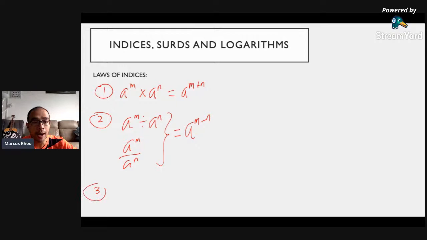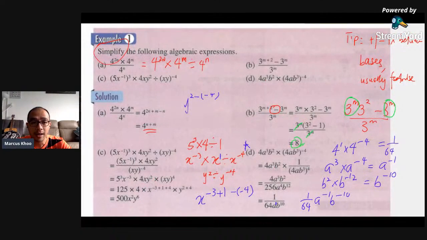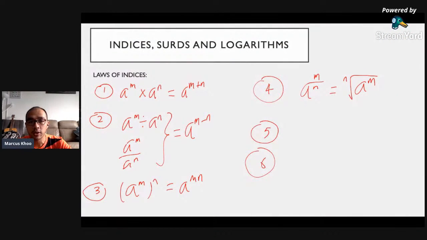The third law is if I multiply the indices, equals to a to the power mn. Number 4, okay, this is the open house rule. a to the power m divided by n, this will be a to the power m, buka rumah, and then root of n. Number 5 and number 6, these three are technically not laws. Okay, they're just things that you have to remember. What's the fifth one already? Hold on now. Oh, okay. So a to the power of negative m equals to 1 over a to the power of m. And lastly, a to the power of 0 equals to 1.